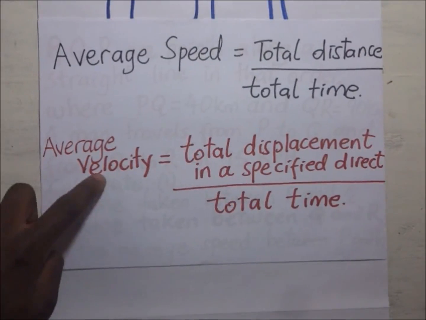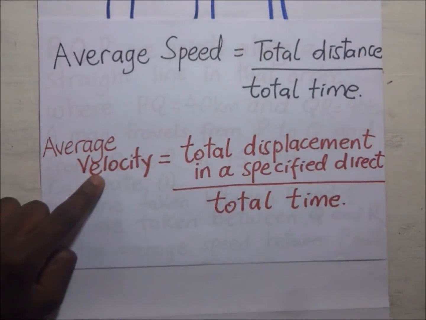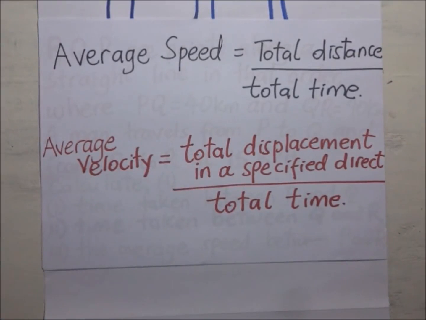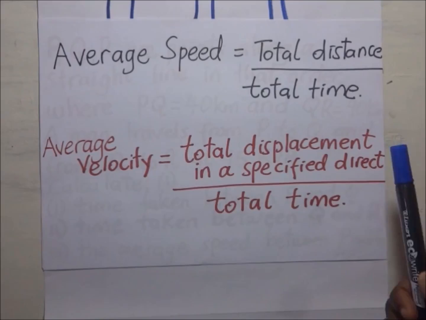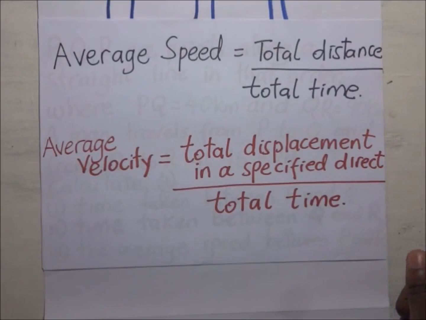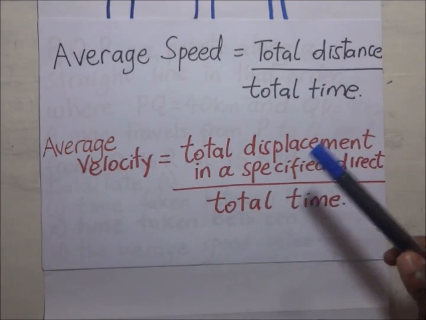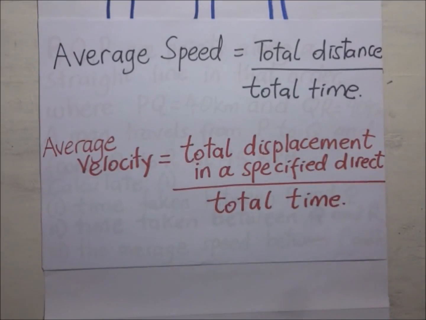Now, of course, other examples of vector quantities are acceleration and displacement. For speed, of course, other examples of scalar quantities are density, pressure, mass, and so on. We'll look more into those details when we deal with vector and scalar quantities in the physics videos.